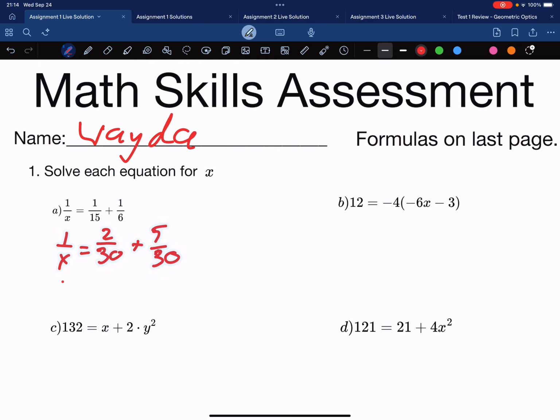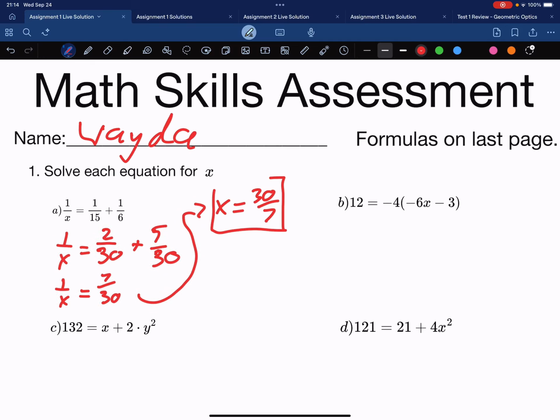So now I'm going to bring the two fractions together, actually add them, so I get 7 over 30, and just bringing my solution up over here. I'm now going to flip both sides, so I get x equals 30 over 7. So that is 1a done.